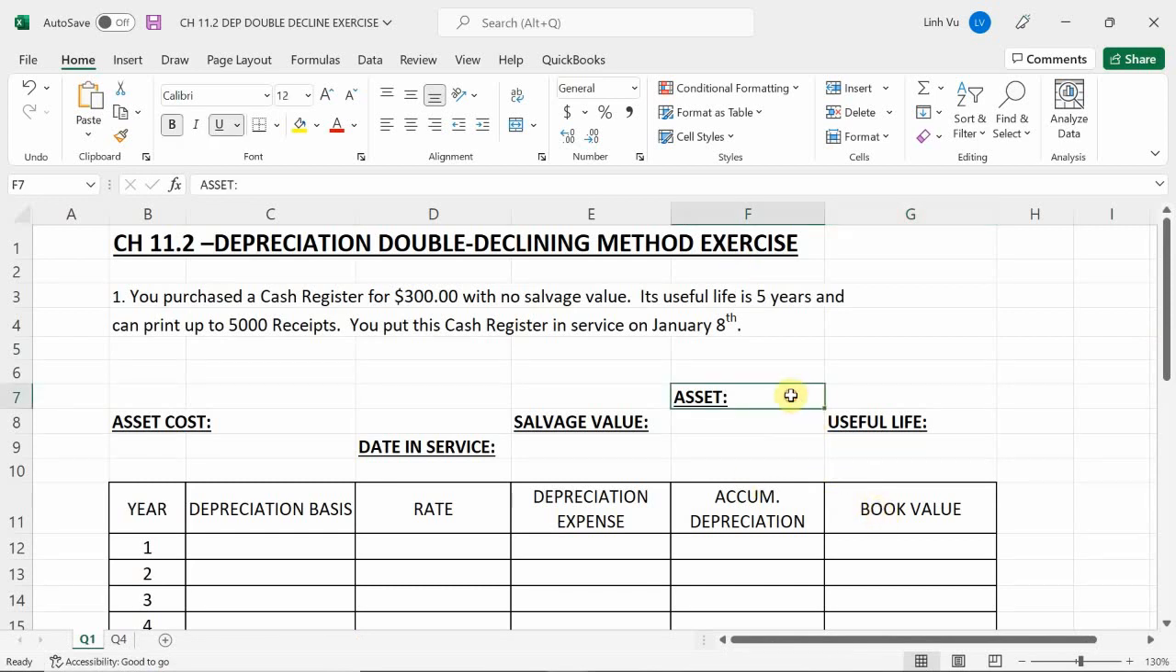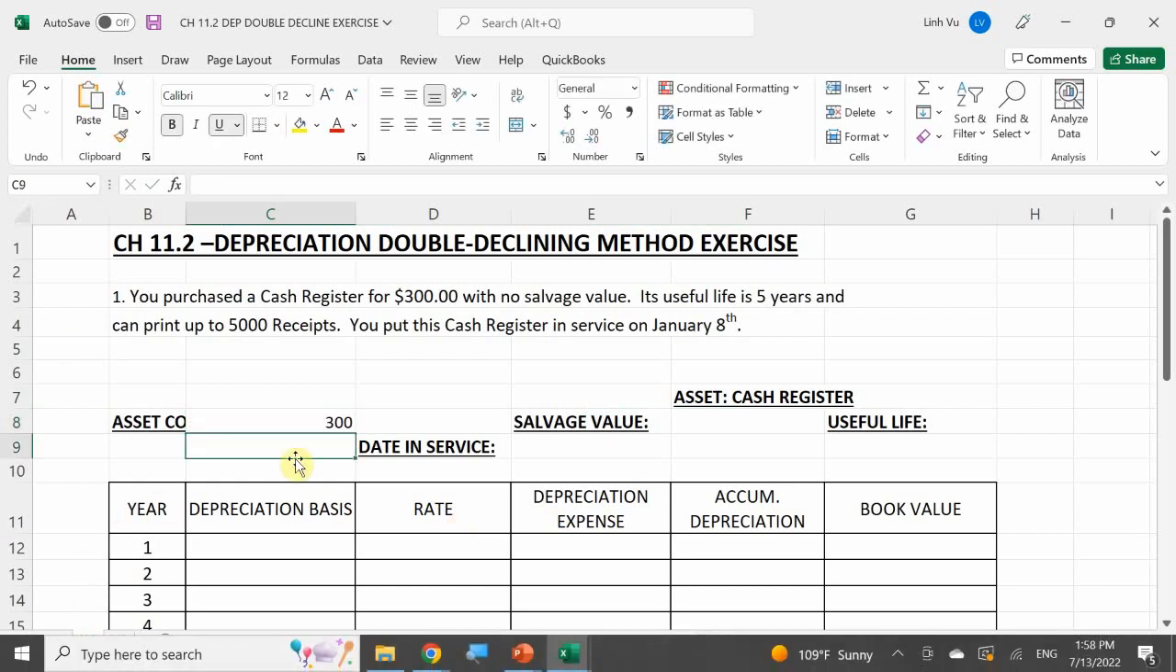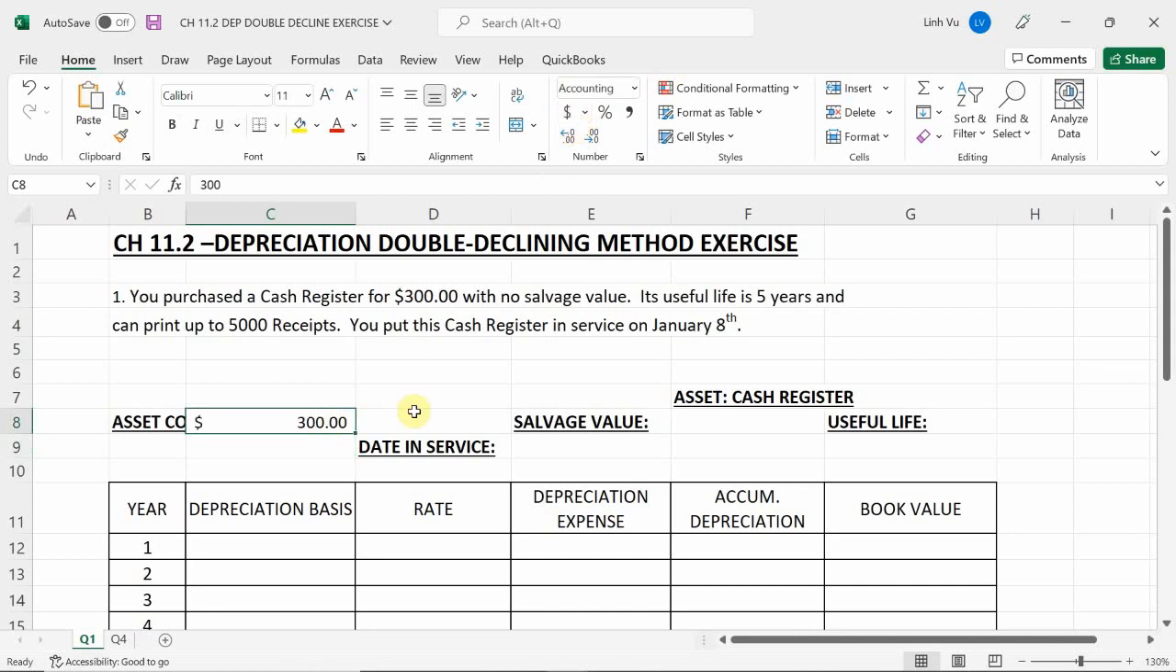Okay, so let's break down and locate our variables. First off, what did we buy? We bought a cash register. How much did the cash register cost? $300. What is the salvage value? No salvage value, so it's 0 here. What is the estimated useful life? 5 years. And when did you place it into service?